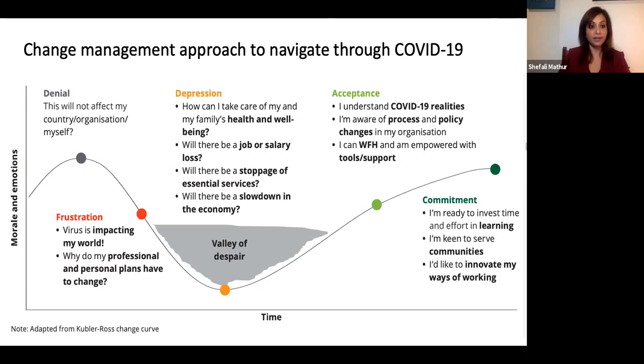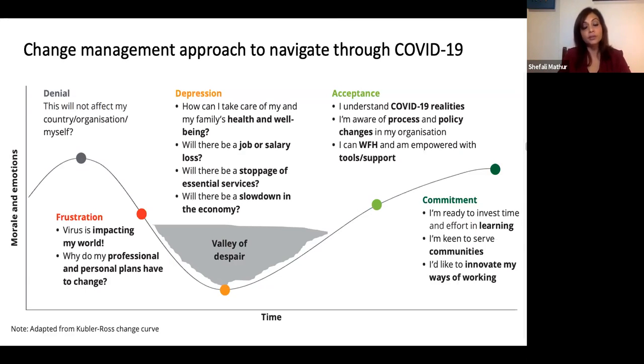Everything will be fine. But when it did not open up in 3 weeks and 4 weeks, we started getting frustrated because we were like, okay, this isn't going away. It's impacting my world. What's happened? I had certain plans. I started studying. I had just got a position as a manager. I have only just started to achieve my goals. What's going to happen to all of that? I've worked so hard to get to where I am, and everything is shut down.